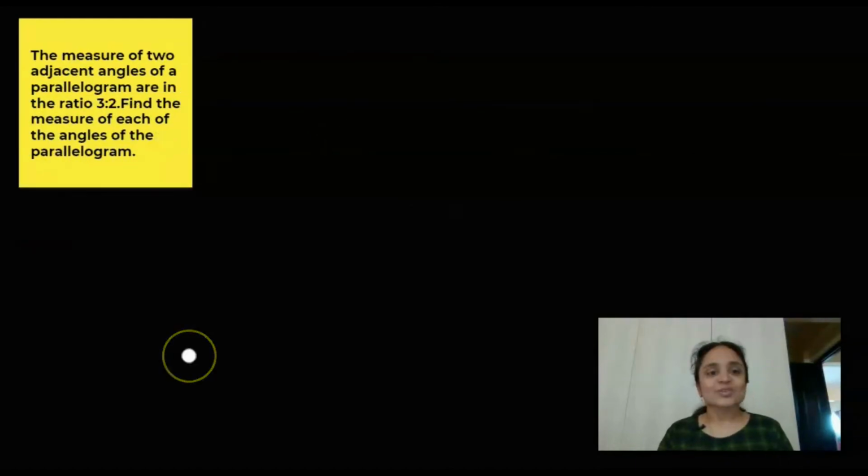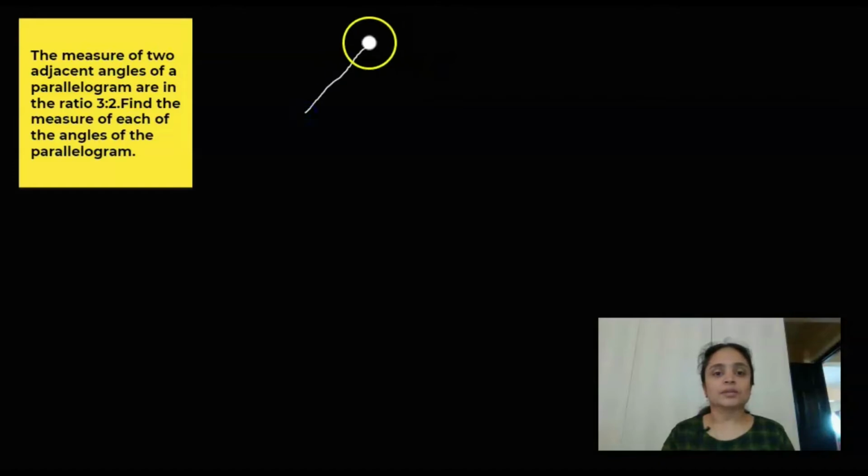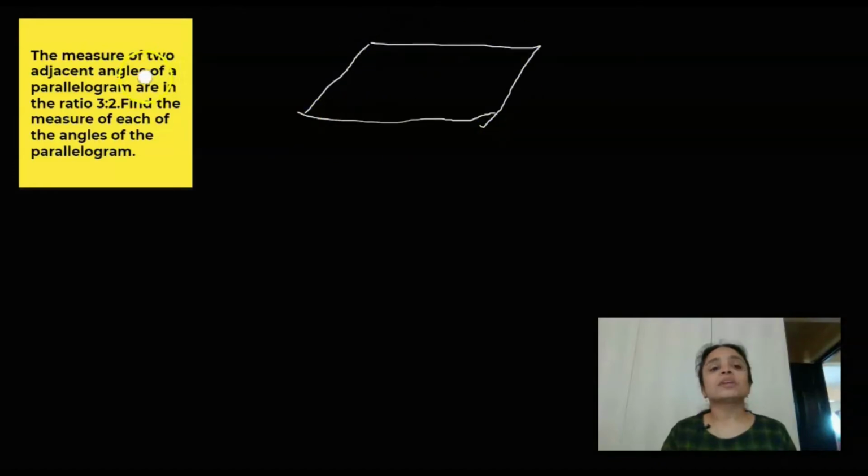Okay. Next question is, the measure of two adjacent angles of a parallelogram are in the ratio 3:2. Find the measure of each of the angles of the parallelogram. Let us draw this parallelogram first. Measure of two adjacent angles are in the ratio 3:2. So let us say that 3x and 2x are the angles.